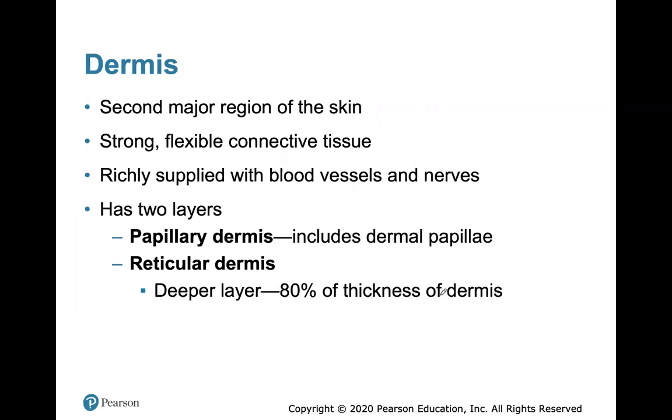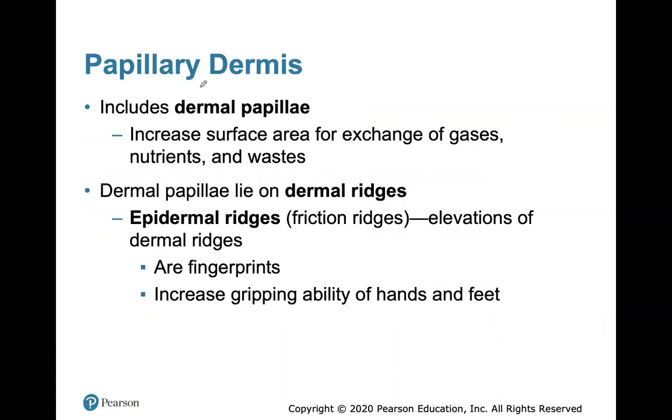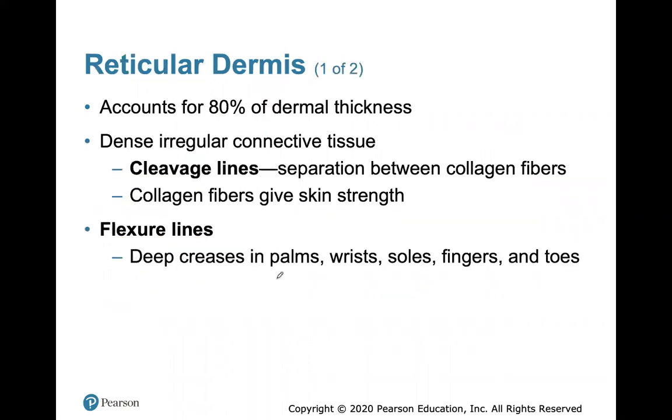The dermis is then the second major region of the skin, located below the epidermis. It's strong, flexible connective tissue, and it has two layers: the papillary dermis, which includes the dermal papillae, and the reticular dermis, which is the deeper layer, about 80% of the dermis. The papillary dermis includes the dermal papillae, which increase the surface area for the exchange of gases, nutrients, and wastes with the epidermis above it. The dermal papillae lie on dermal ridges, and epidermal ridges, called friction ridges, are elevations over the dermal papillae. These are also known as fingerprints, which increase the gripping ability of hands and feet.